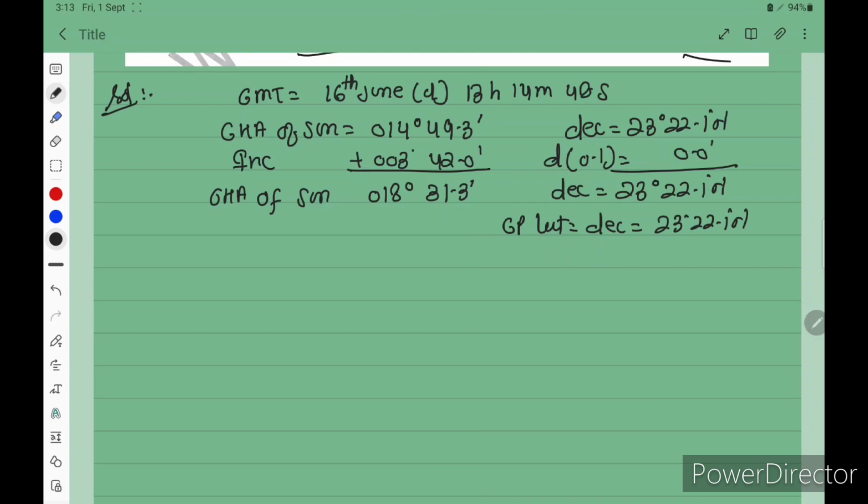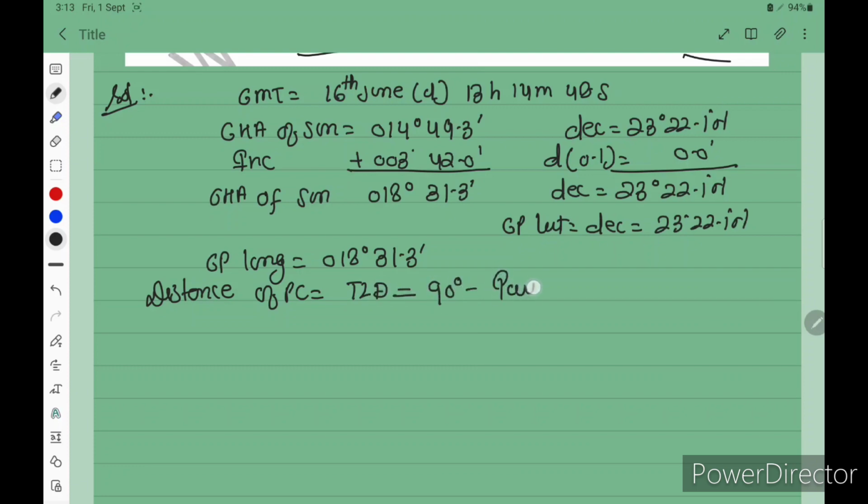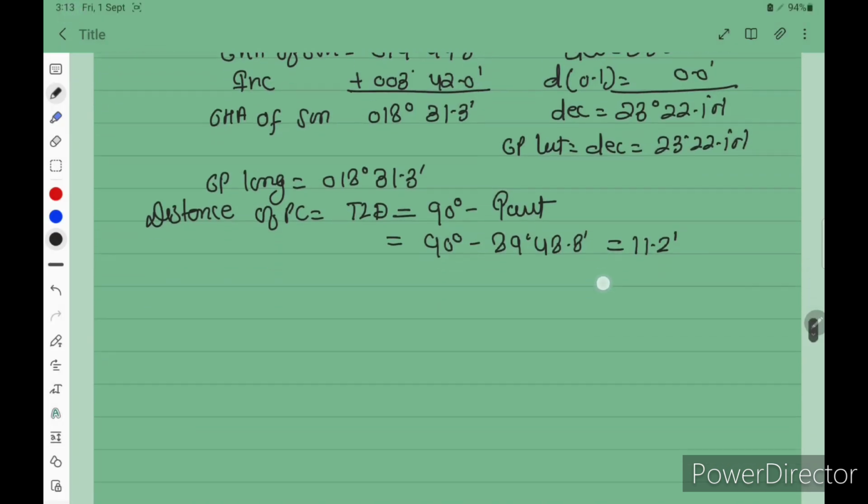And GHA is less than 180°, so GP long is equal to GHA. So GP long is equal to 018° 31.3'. And distance of position circle is equal to zenith distance, equal to 90 minus altitude, so 90 minus 89° 48.8' equal to 11.2'.